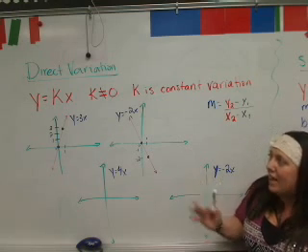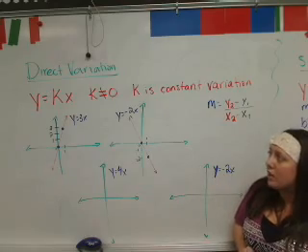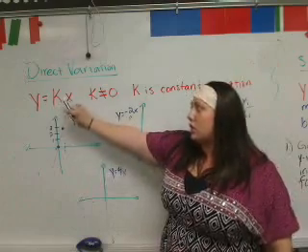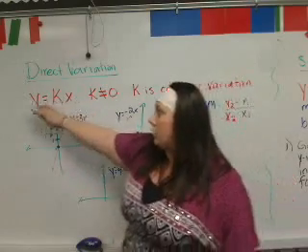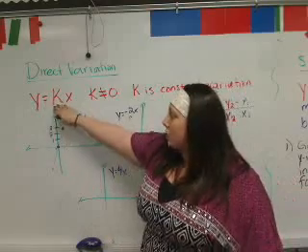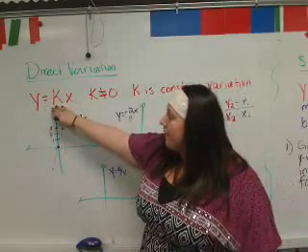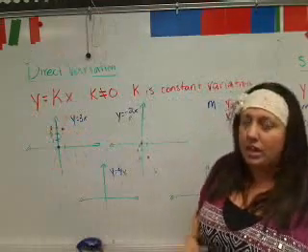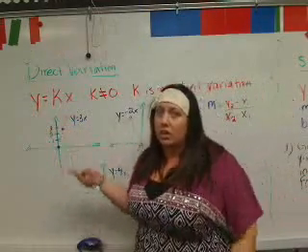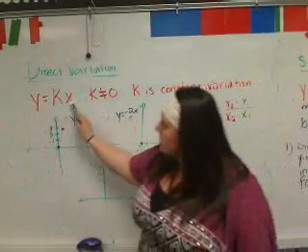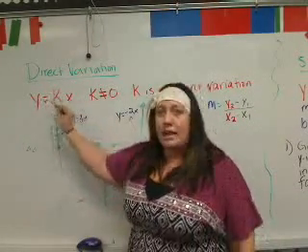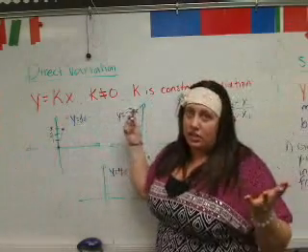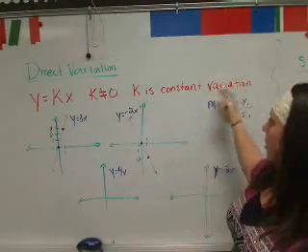How it applies to math is that K is having a direct variation on X or on Y. You have a constant number here, K, and you multiply it by X, and that's going to make a direct variation to Y. Okay, so it's constantly changing. If X changes, Y changes by K. All right, so K is never zero. It's always a number, and it's a constant variation.